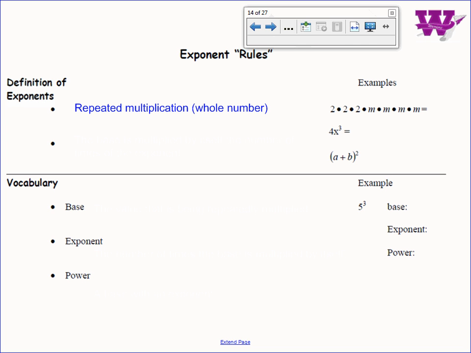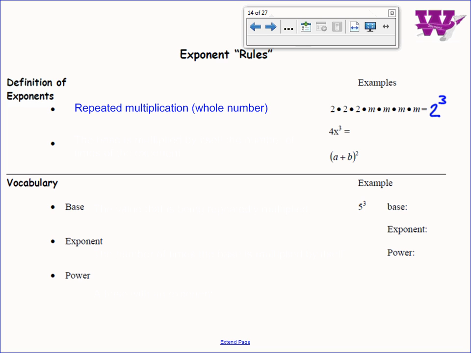Exponents represent repeated multiplication, right? So if I have a whole number exponent, that's telling me the number of times that I'm going to multiply the base by itself. In this long form expansion, 2 times 2 times 2 times m times n times n times n, I could rewrite that with exponents to save time. My hand's getting tired just thinking about having to write that out every time that appeared in a problem or an equation. Instead, we can write it using exponents in a nice succinct package.